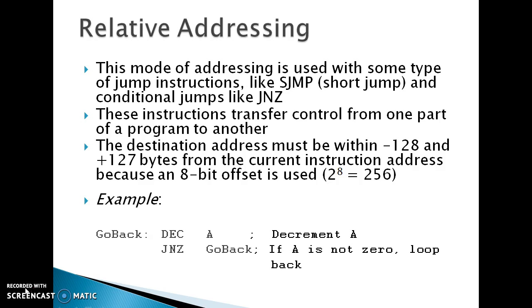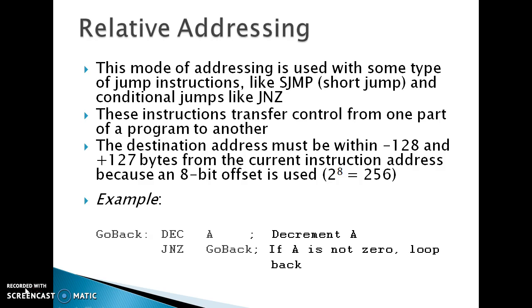Next is relative addressing. Relative addressing is used with some types of jump instructions like short jump and conditional jumps like JNZ, JZ, JC, JNC. That is jump on non-zero, jump on zero, jump on carry, jump on non-carry. These instructions transfer control from one part of a program to another. The destination address must be within -128 to +127 bytes from the current instruction address because an 8-bit offset is used. 2 power 8 equals 256.